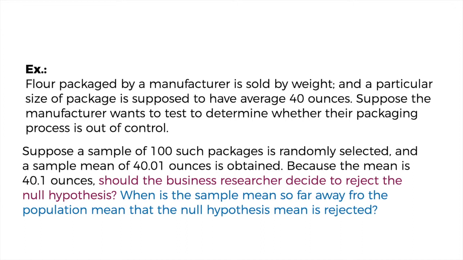For example, in this situation, flour packaged by a manufacturer is sold by weight, and a particular size of package is supposed to have average 40 ounces. Suppose the manufacturer wants to test to determine whether their packaging process is out of control. Now, the null hypothesis or the current status quo is 40 ounces. It is a status quo because it is stated there that a particular size of package is supposed to have. So there is a standard being followed, so that is the average of 40 ounces.